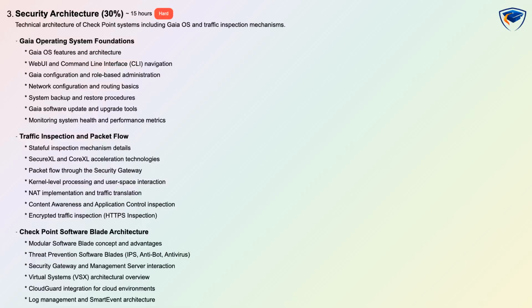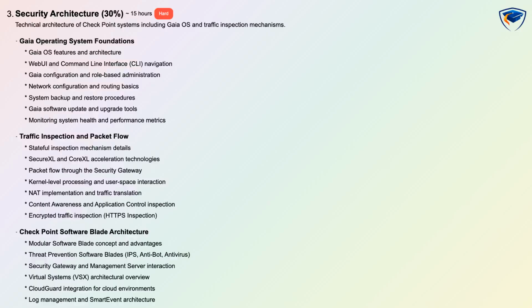The security architecture domain, also 30% and considered hard, focuses on the technical architecture of checkpoint systems including Gaia OS and traffic inspection mechanisms. You will learn Gaia operating system foundations such as Web UI and CLI navigation, role-based administration, network and routing basics, backup and restore procedures, software updates and monitoring system health.